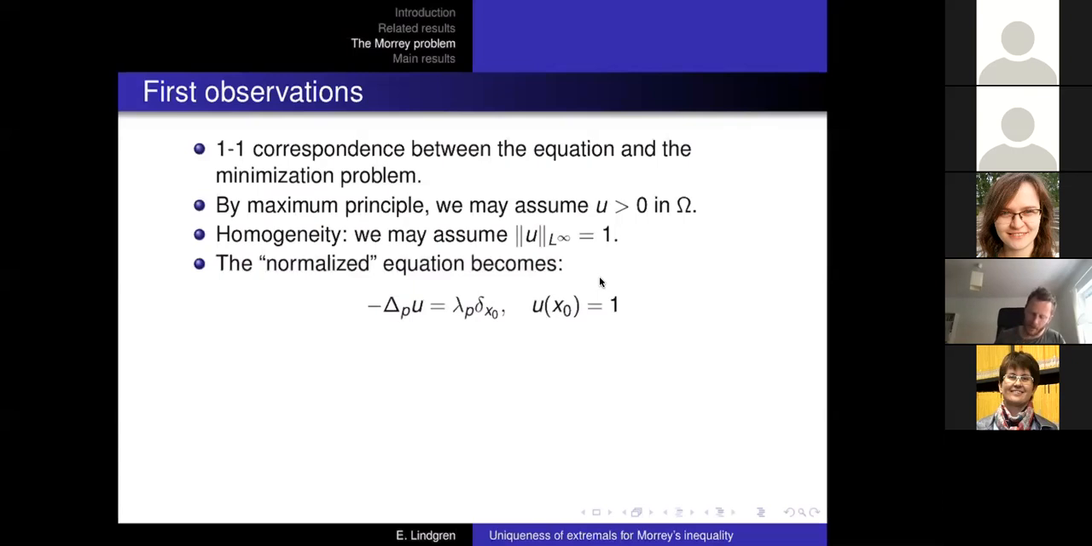So then the normalized equation is exactly what I said. You just have a Dirac measure times the optimal constant here, lambda p, and the function is 1 at this point.